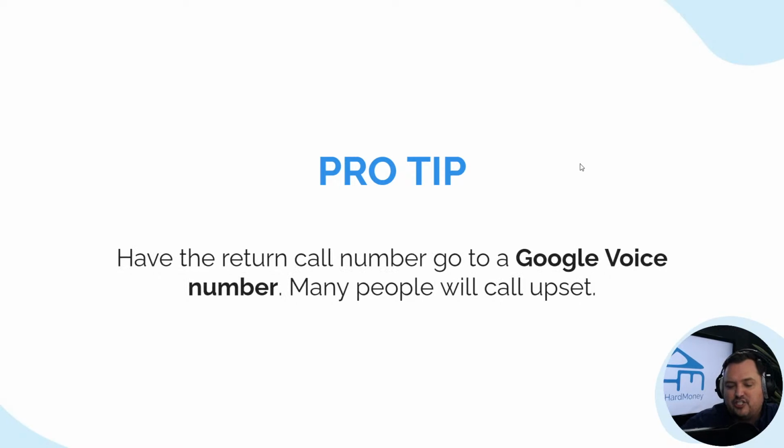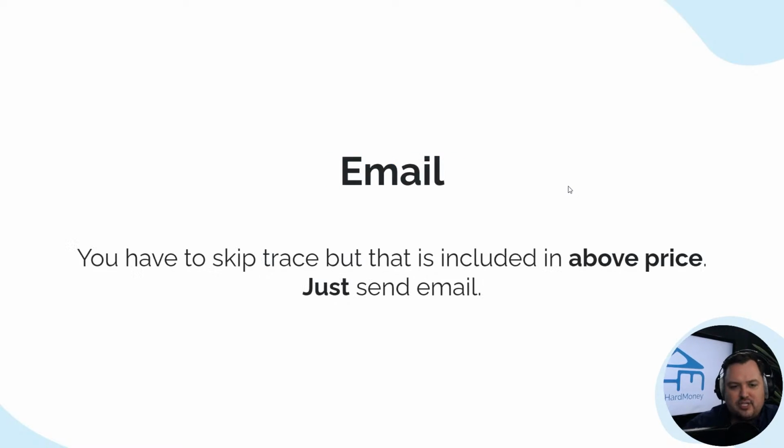And there is a cost to do the voice broadcast. You have to skip trace and then do the voice broadcast. But a pro tip also is get a Google Voice number. You'll have a lot of people that just call and they're upset. How'd you get my info? They're upset about it, whatever the case is. So you can screen those guys out and just call back the people that are interested. Set up a Google Voice number so that when they call, they're going to get a voicemail and then you can listen to it and call back the people you want to.